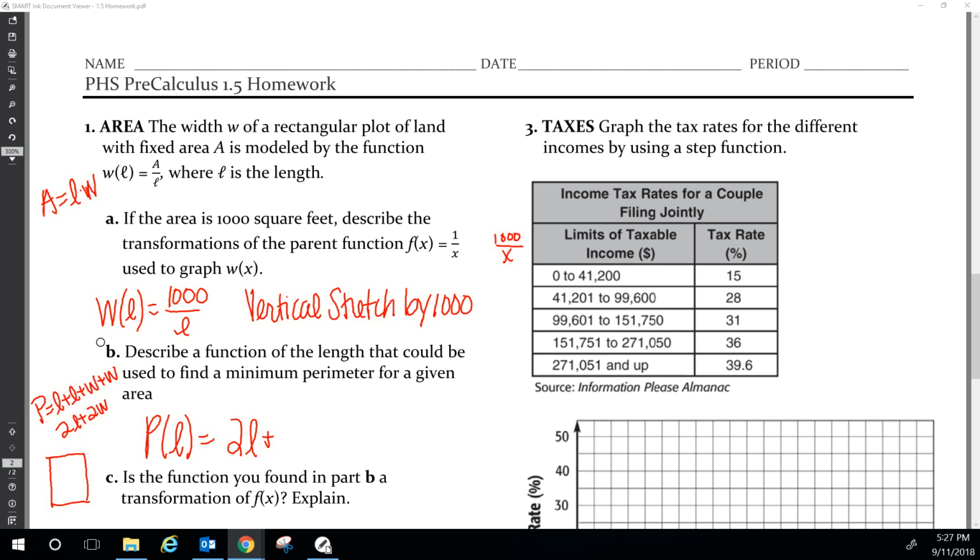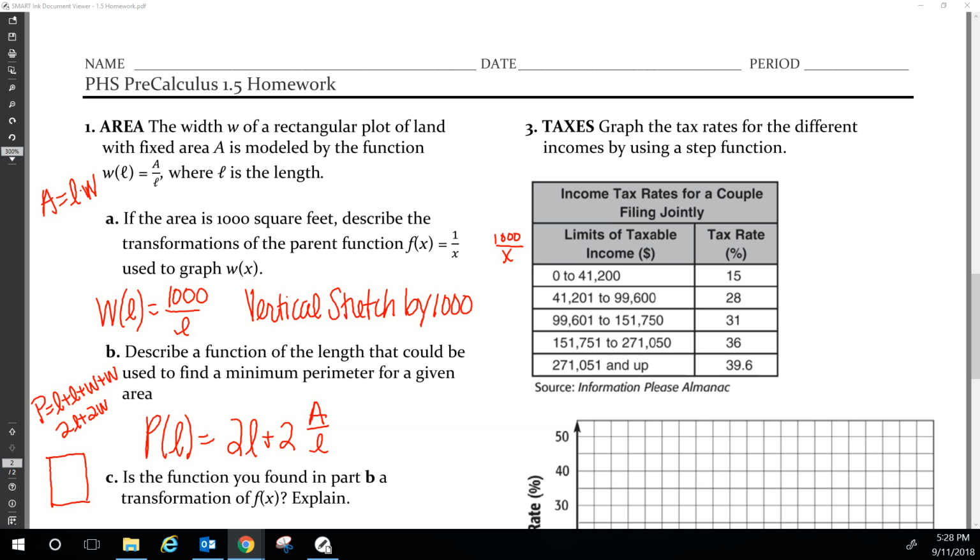But here's what my width was, right? Well, here's what my width is in terms of area. So 2 times area divided by L. If I write a function in terms of L, I can't have any W's over here. It's all going to be L's. So 2 times the length plus 2 times the width, but width is defined as area divided by length.